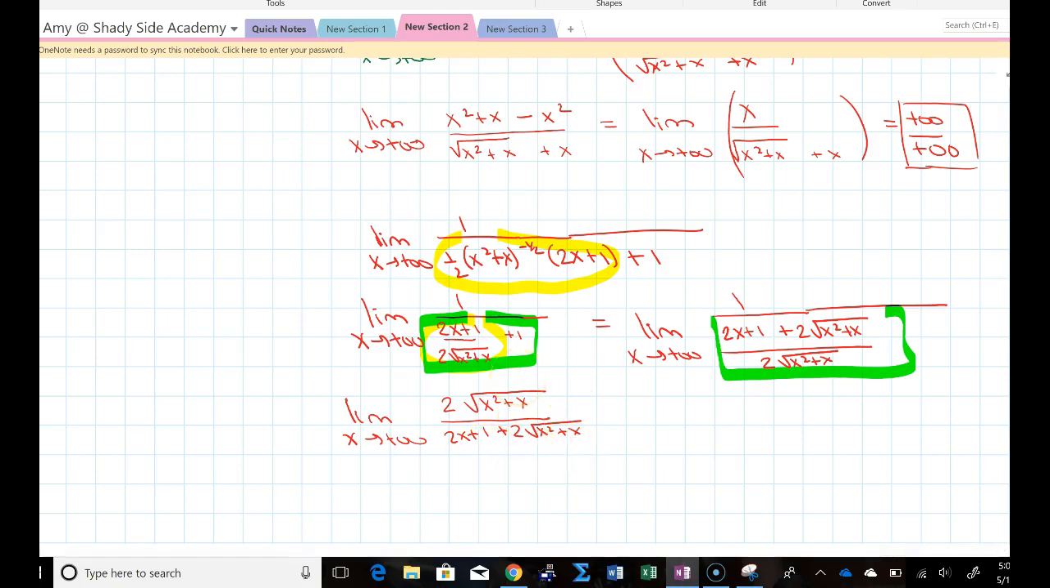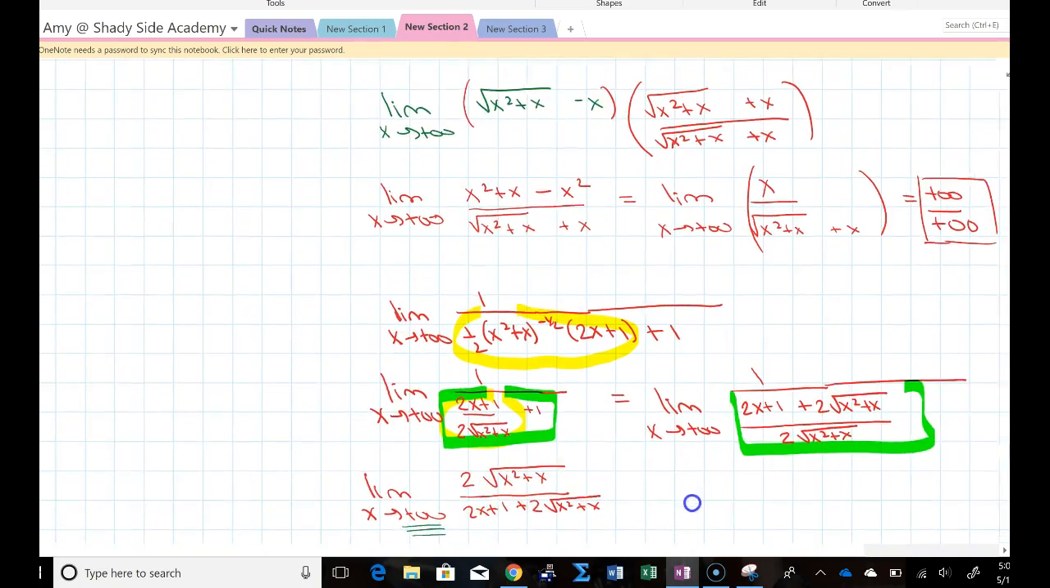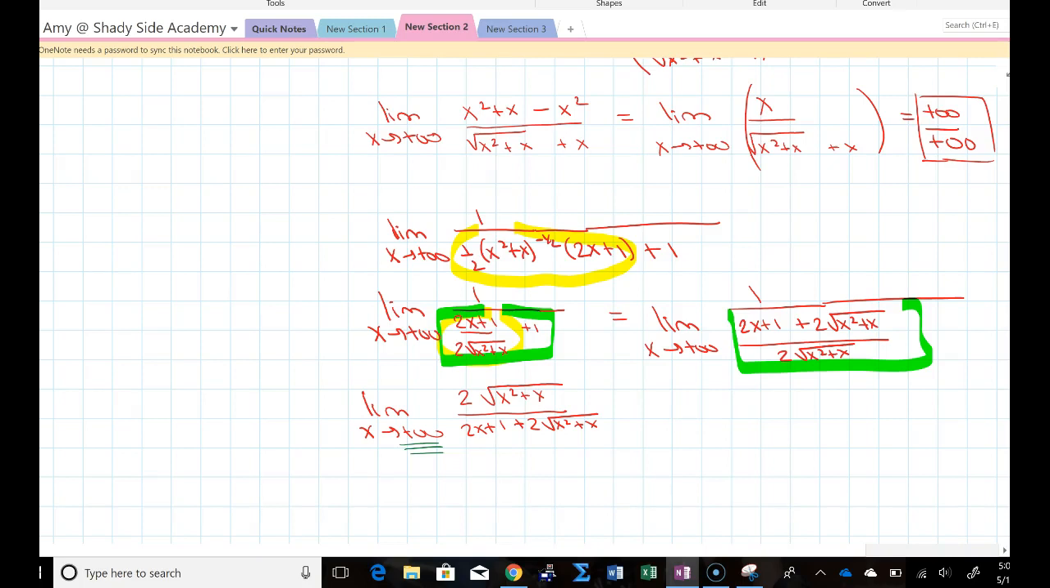Now we're back in kind of old familiar territory. We have a quotient of expressions, and we have a limit as x approaches positive infinity. So we can talk dominant terms here, can't we? We can talk dominant terms, and we have numerator over denominator, right? And if we look at the numerator here, the dominant term is going to be 2x, 2 root of x squared. Root of x squared just becomes 2x.